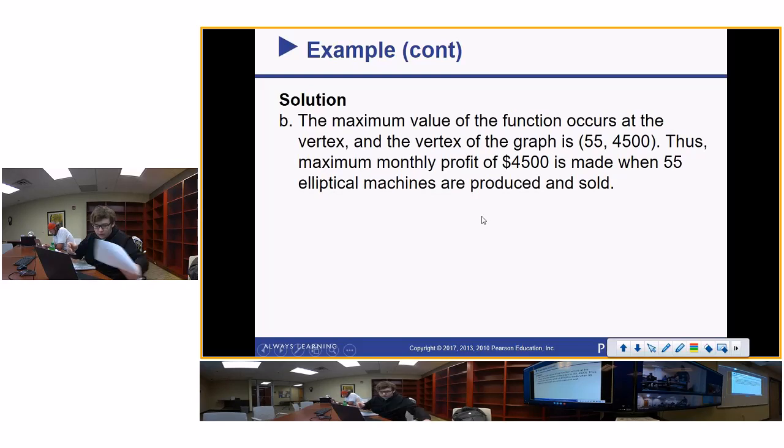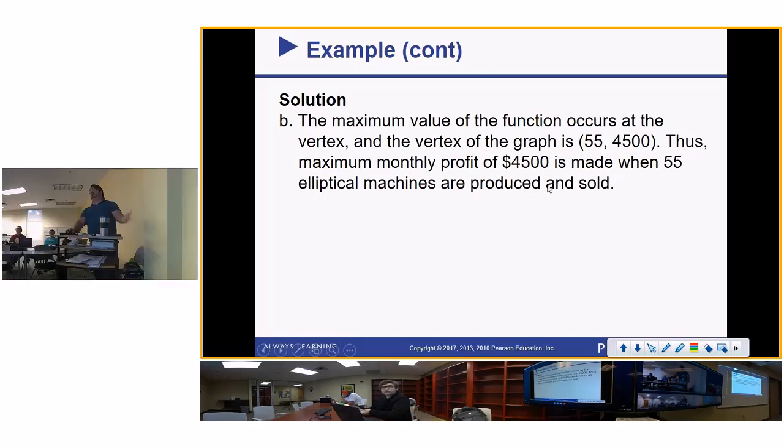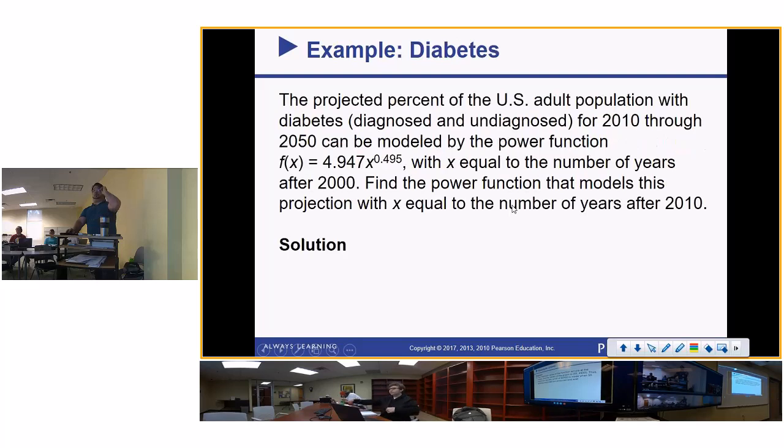Next, this one, they're asking you to find the vertex. I'm not going to spend a lot of time on that one. Here is a power function. Now, what does the power function look like? Well, I showed you. It looks like that. But go ahead and graph this one.